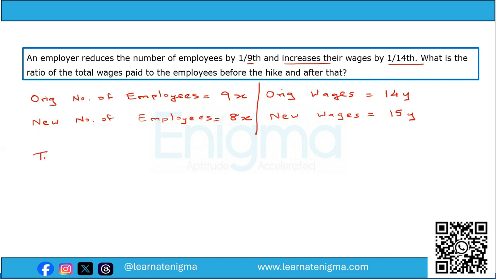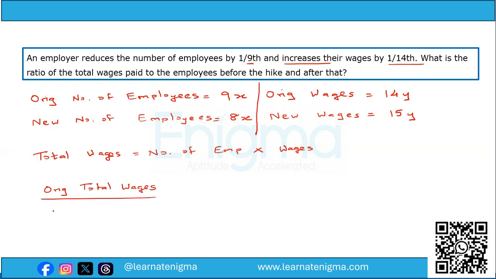Now total wages is nothing but number of employees multiplied by wages. So therefore, we want to find out the ratio of the total wages paid to the employees before the hike and after that. So basically, we want the ratio of original total wages to new total wages.